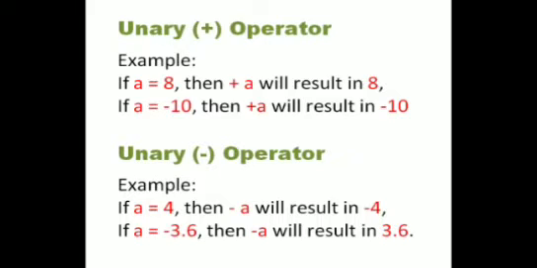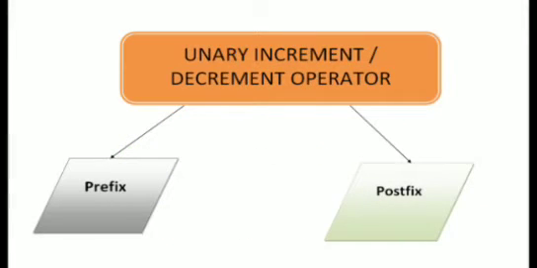Unary minus operator. This operator is used in the same way as unary plus. It is also applied before the operand. Unary minus reverses the sign of an operand. Example, if a is equal to 4, then -a will result in -4. If a is equal to -3.6, then -a will result in 3.6.